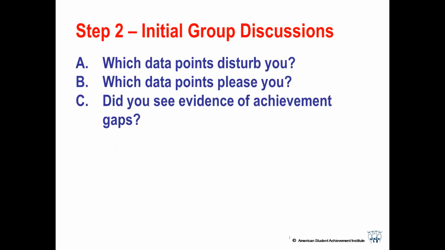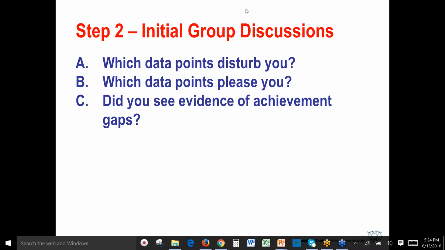So that's the initial step, and then the next discussion is, after we've looked at this data individually, to look at the data as a group and just talk about it. What disturbed you? What pleased you? The person sitting next to you might have noticed some data that you missed, and you'd be like, oh my gosh, I didn't even see that. That's horrible, or that's wonderful. So you're having a general discussion about what you all came up with.